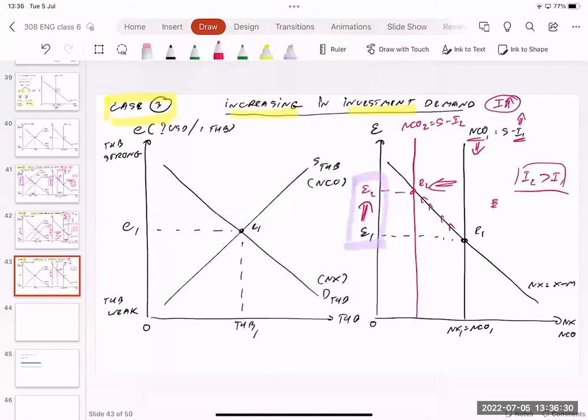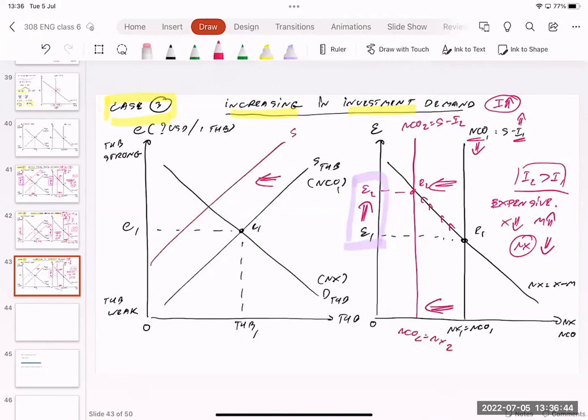Okay, and then we move to the left. When NCO goes down, the money flows out less than before. So it means that we need to sell less Thai baht. Supply is going to shift to the left. Because NCO is reducing, supply for Thai baht will be reducing. Equilibrium point moves from E1 to E2. We have less Thai baht in the economy.